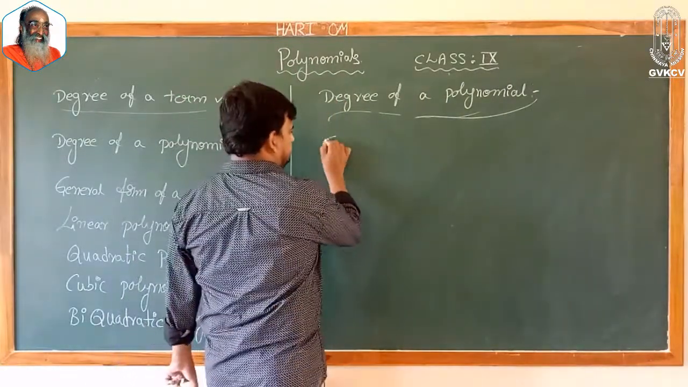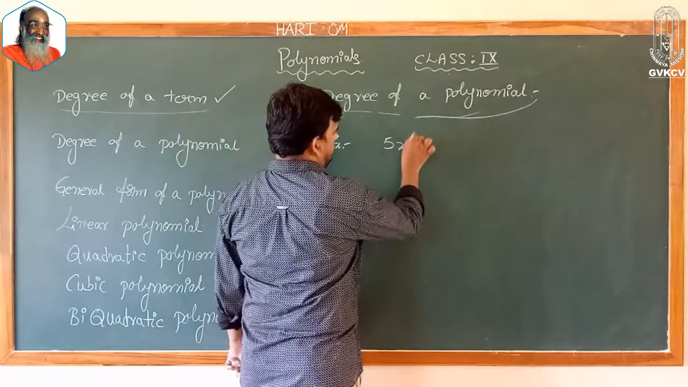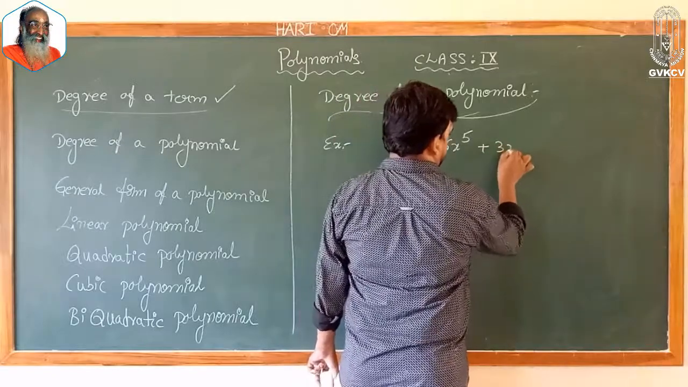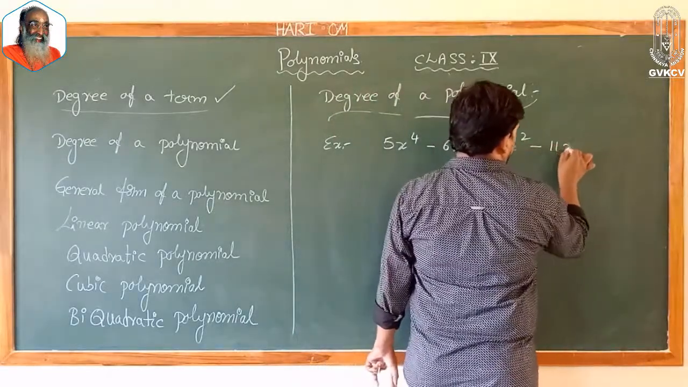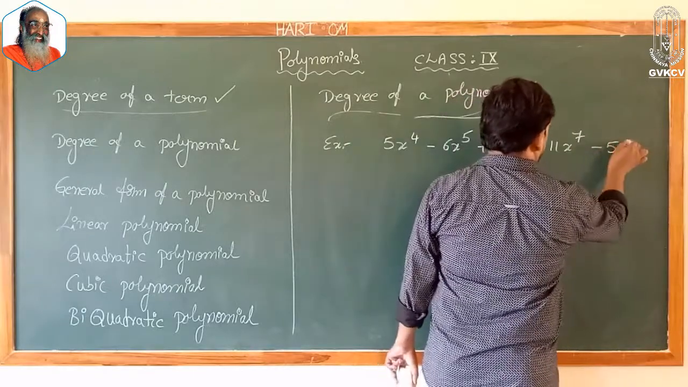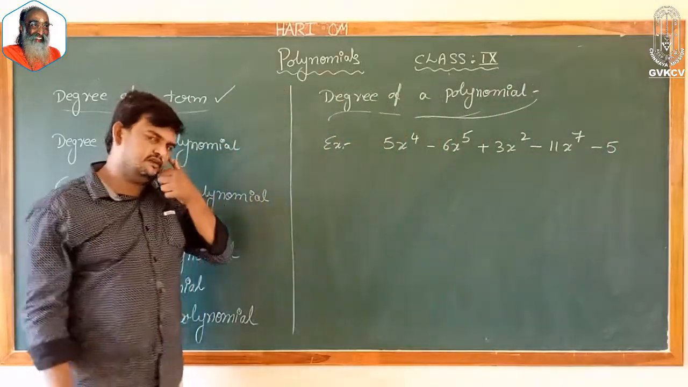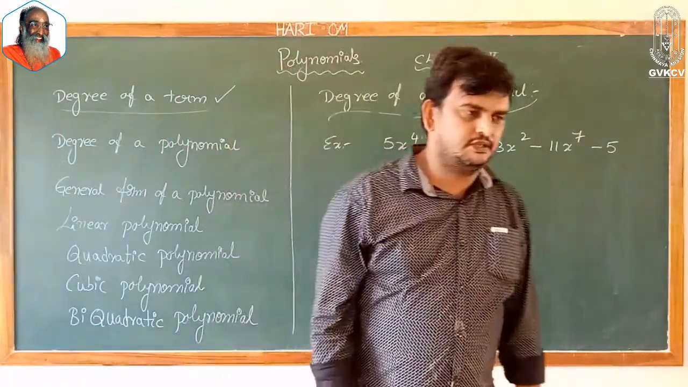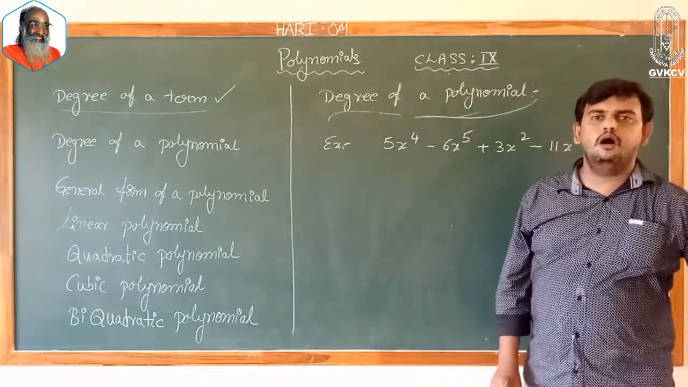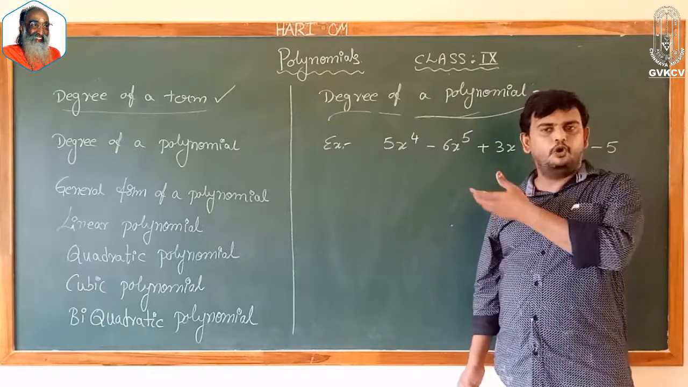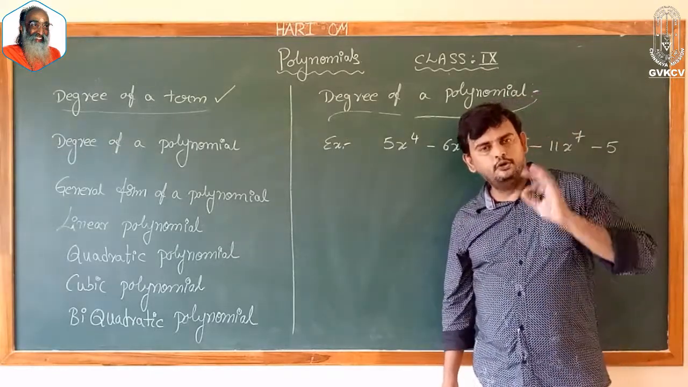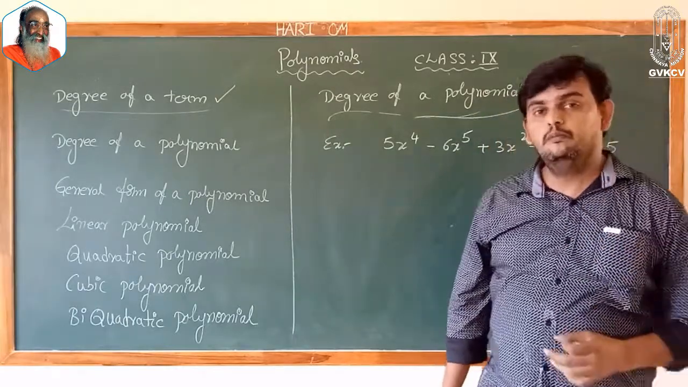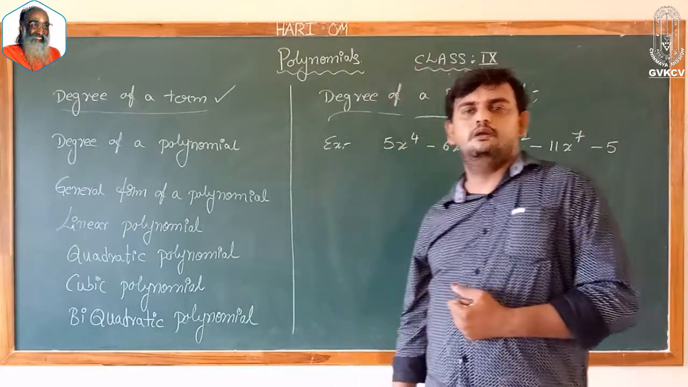For example, 5x to the power of 4 minus 6x to the power of 5 plus 3x square minus 11x to the power of 7 and minus 5. Now, first of all, we need to check whether it is a polynomial or not. No doubt at all, 100% it is a polynomial. How can you say that it is a polynomial?